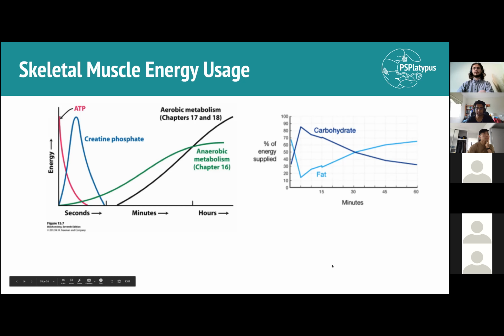Right. And when we have that production of lactate, that's when our muscles start hurting. Yeah. Okay, cool. Thank you. Too easy.